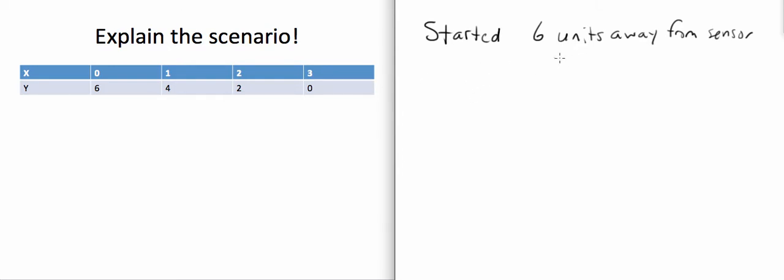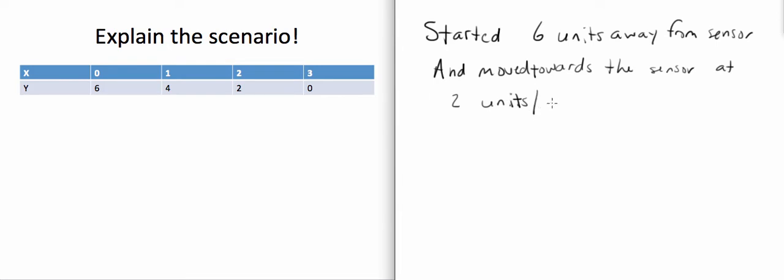So we could say we started 6 units away from the sensor and moved towards the sensor at 2 units per second. Okay, so that would be explaining the scenario.